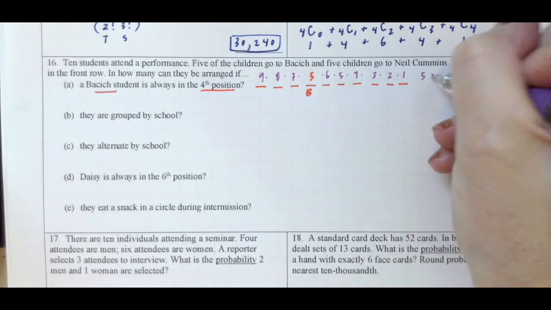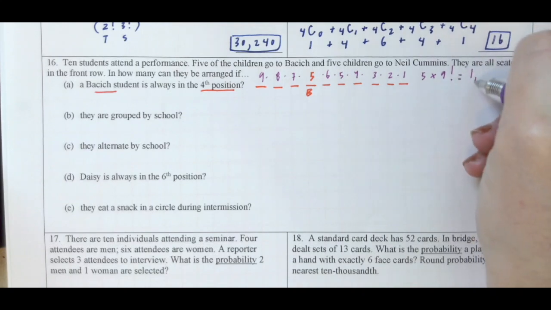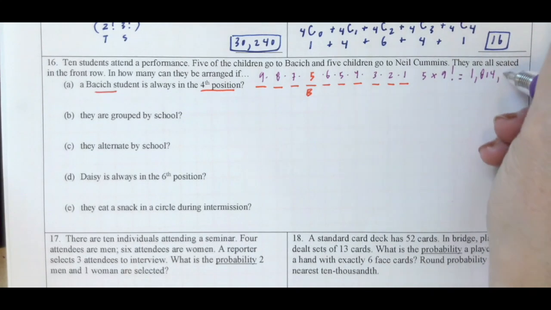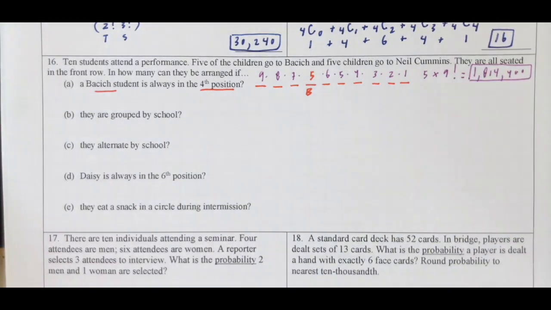So really 5 times 9 factorial. So 1,814,400. All right, grouped by school.